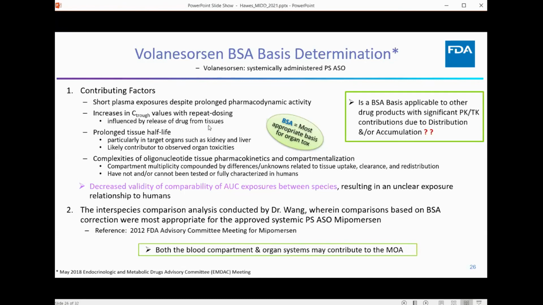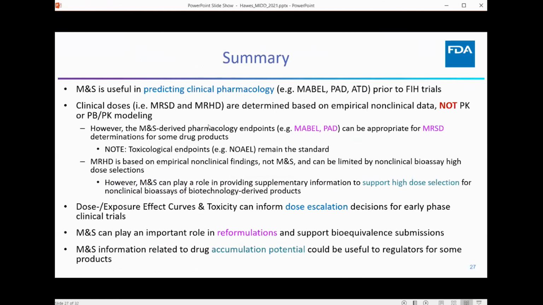So this brings us back to this question. Is the BSA basis applicable to other drug products with significant PK-TK contributions due to distribution and/or accumulation? And this remains a matter of debate.